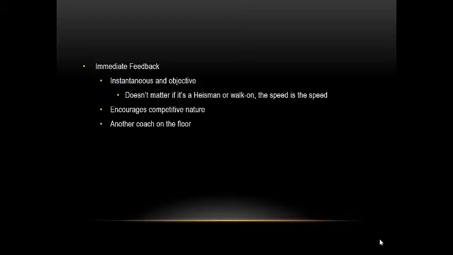You just simply by throwing the velocity device out there, athletes start competing. Like, oh, what speed did you get? I'm going to beat you. So they start working harder, which leads to a greater quality of work. And it serves as another coach on the floor. By another coach on the floor, I mean it helps you to dictate the load. It doesn't tell you if the technique was good, so you still have to pay attention to technique, but you can always try and utilize the velocity for the load.